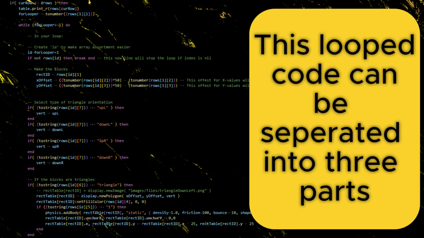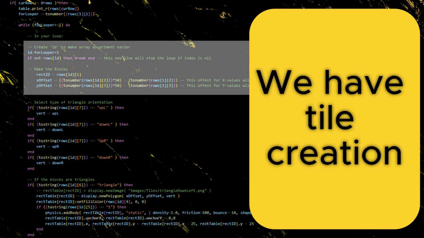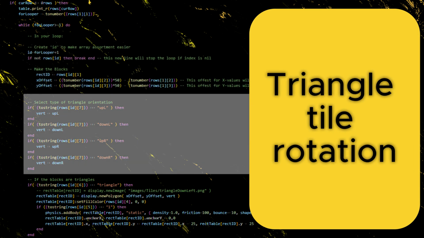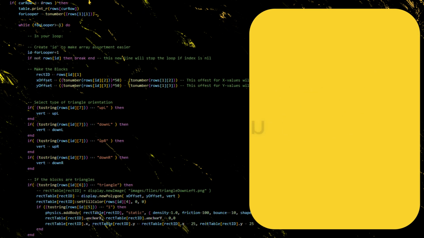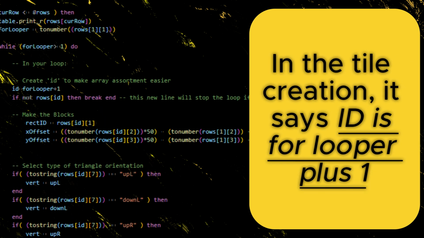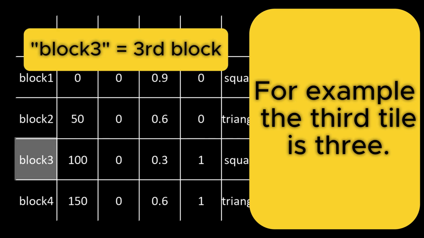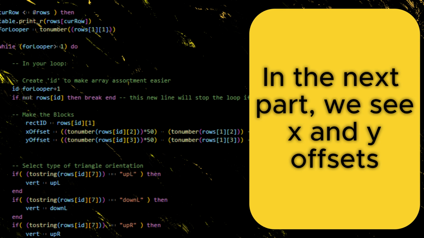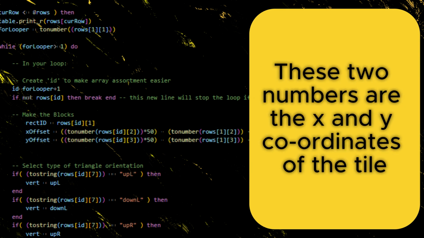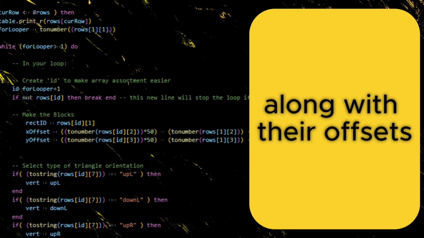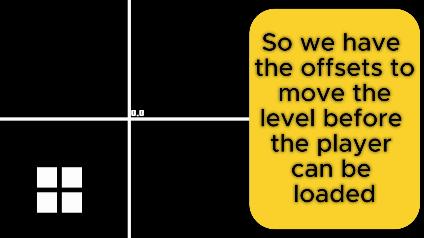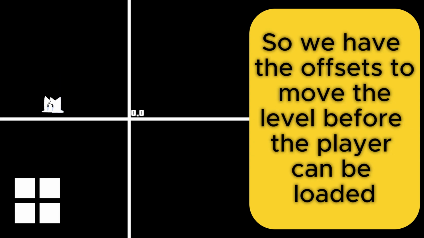This looped code can be separated into 3 parts. We have tile creation, triangle tile rotation, and tile information. In the tile creation, it says ID is for looper plus 1, which is the number of the tile. For example, the third tile is 3. In the next part, we see X and Y offsets. These two numbers are the X and Y coordinates of the tile, along with their offsets. These offsets exist because not every level will start building the tiles at 0, 0. So we have the offsets to move the level before the player can be loaded.